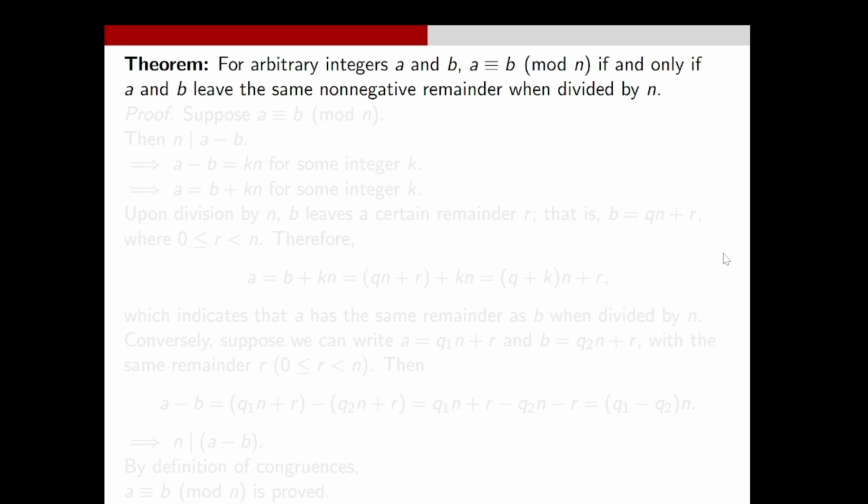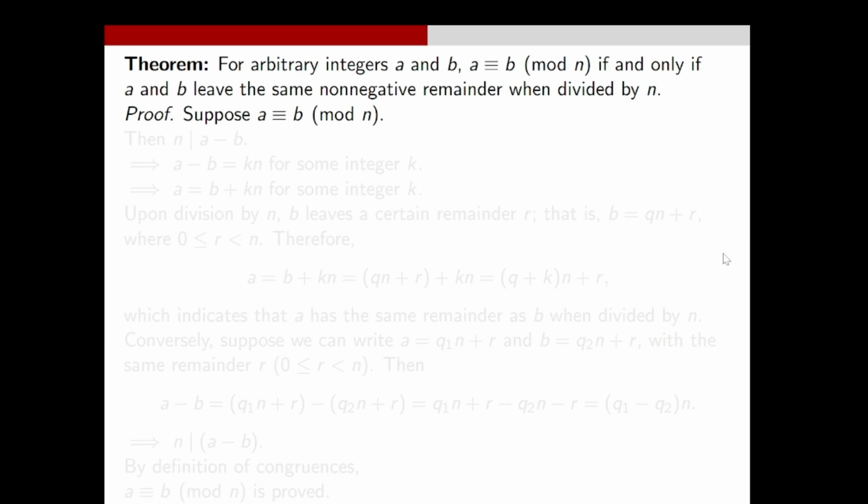The statement of this theorem says that suppose we have integers a and b, and a is congruent to b modulo n, which is equivalent to saying that when we divide a and b by the same positive integer n, they leave the same non-negative remainder. Let's prove this theorem.